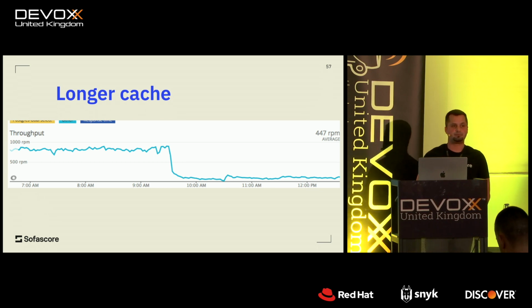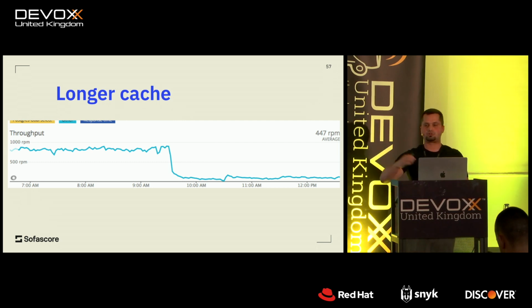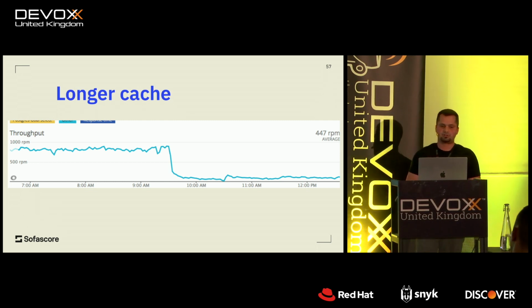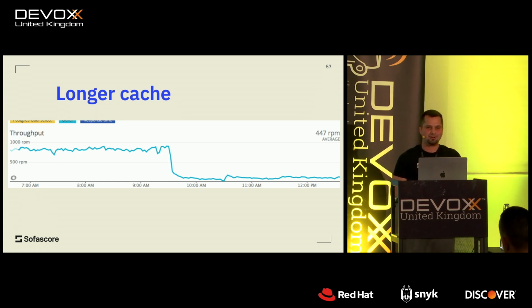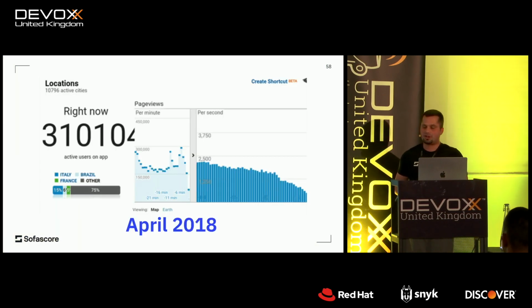Sometimes you cannot optimize, but you can increase the cache. That's why I said the cache was important. So this is the effect. When you increase the cache from 10 seconds to 1 minute, you get this much less actual requests on your server, which then drops the load on the server. So cache is really, really useful. In 2018, we had 310,000 real-time users, and everything was working with this system that was migrated off the cloud.